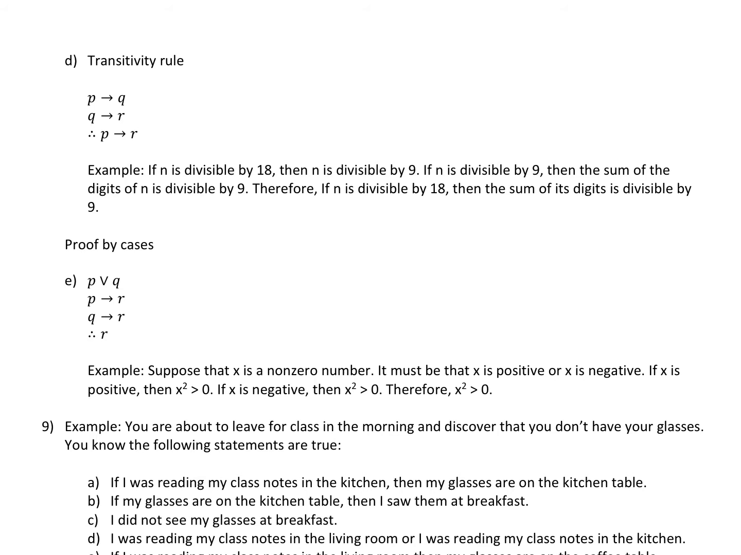The transitivity rule is a very common one. It says that if P implies Q and Q implies R, then P implies R. For example, if n is divisible by 18, then n is divisible by 9. If n is divisible by 9, then the sum of the digits of n is divisible by 9. Therefore, if n is divisible by 18, then the sum of its digits is divisible by 9.